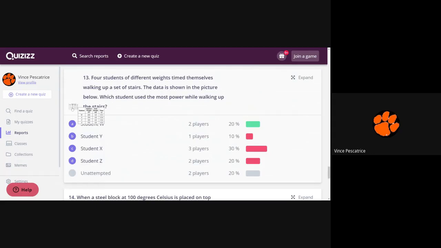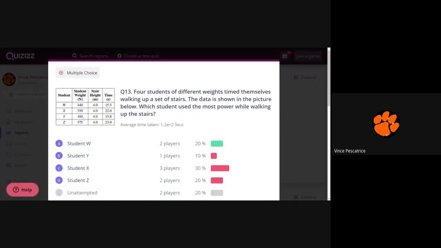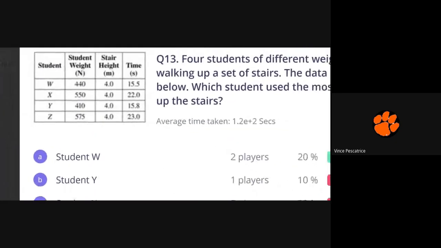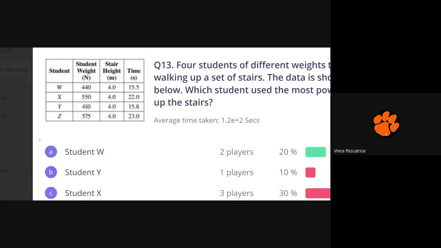All right, so for these ones, they weighed themselves. Which student had the most power? All right, so power is work divided by time. So which one had, if you divide the student weight, the work divided by the time.